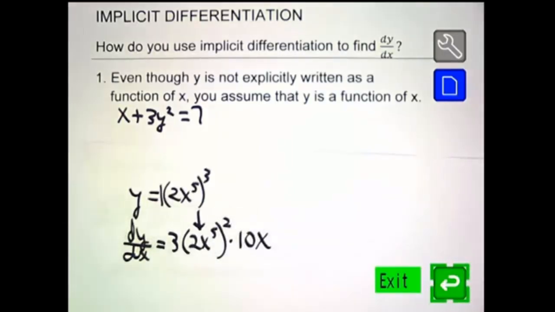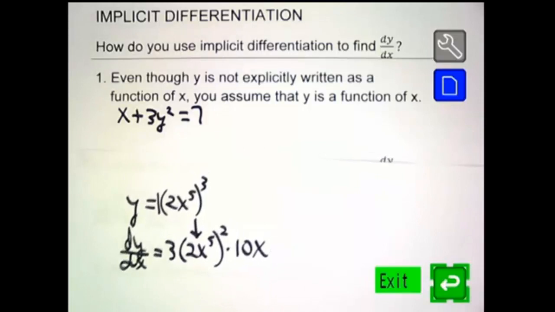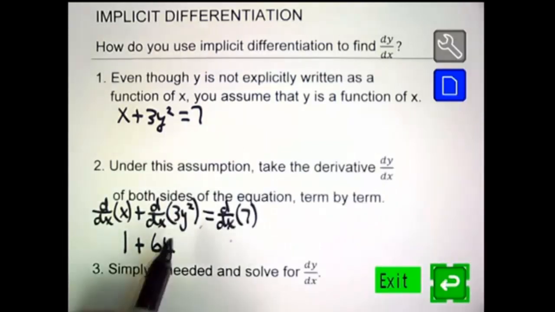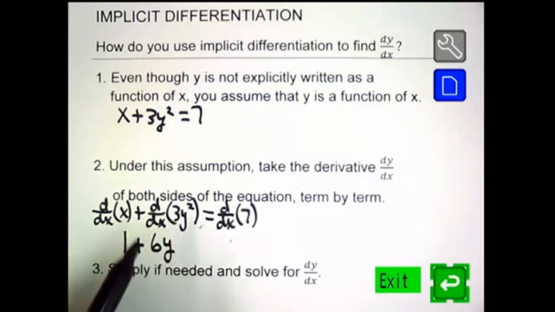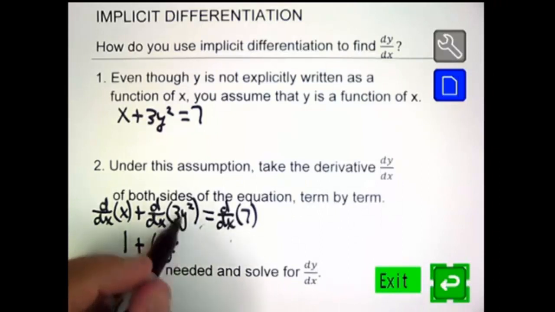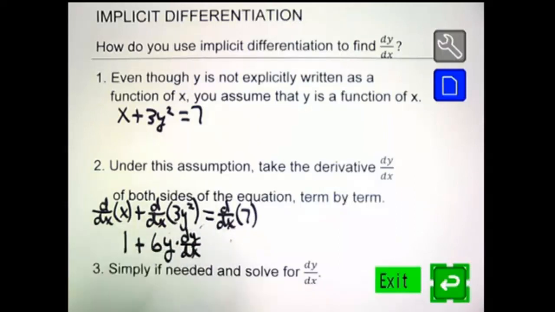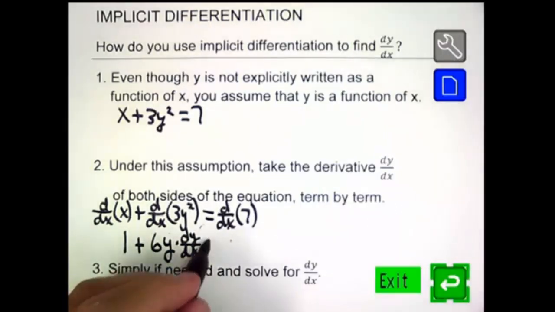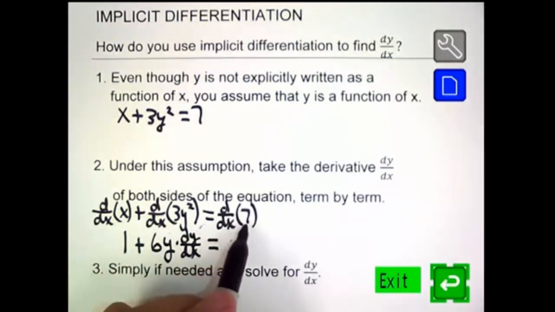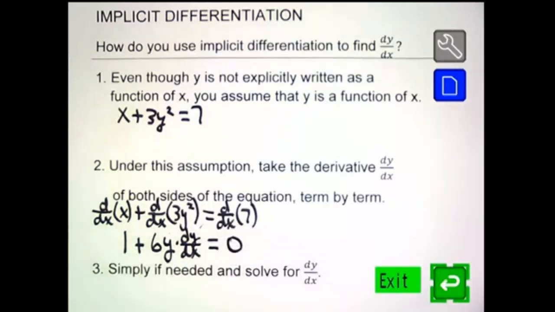So that's the same sense in which I'm thinking of y back here. y is some function of x. So when I take 2 times 3 and get 6, and take the 2 down to 1 and get just y to the first, I still have to come back and multiply by the derivative of y, which symbolically is dy over dx. And the derivative of a constant is always 0, so the right-hand side would be 0.